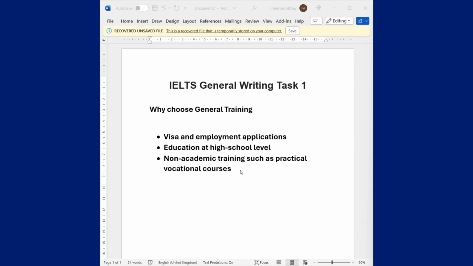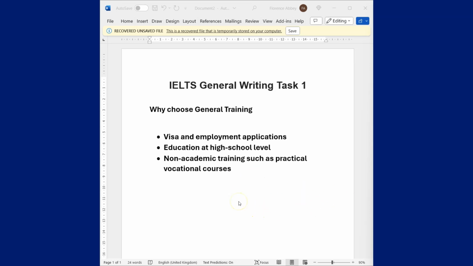Some countries like Canada, basically, prefer you to take the general test when you are a skilled worker. So if you are a skilled worker going to Canada, then I think you prefer to enter into the general writing.